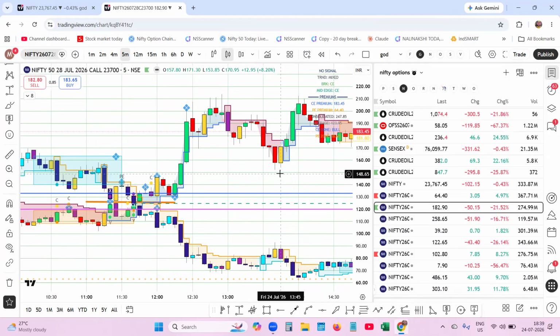Remember, friends, this indicator is not predicting the market, it is reading the behavior of the option premiums. Premiums often reveal what smart money is doing before the index reacts. The objective is not to trade more. The objective is to trade better when multiple confirmations align. The odds begin shifting in your favor.